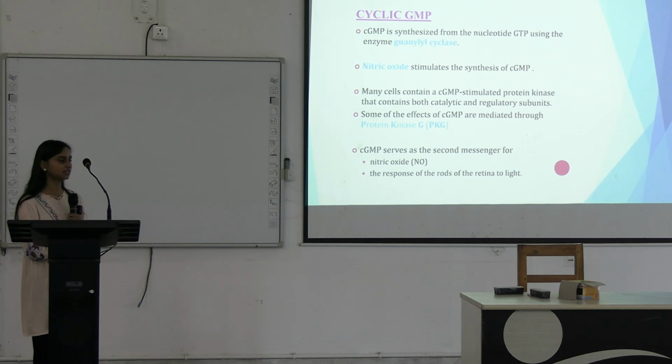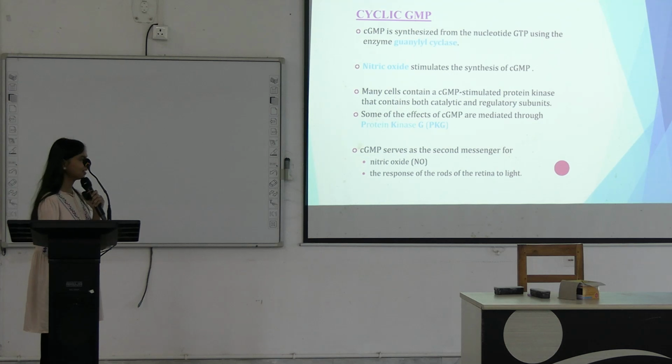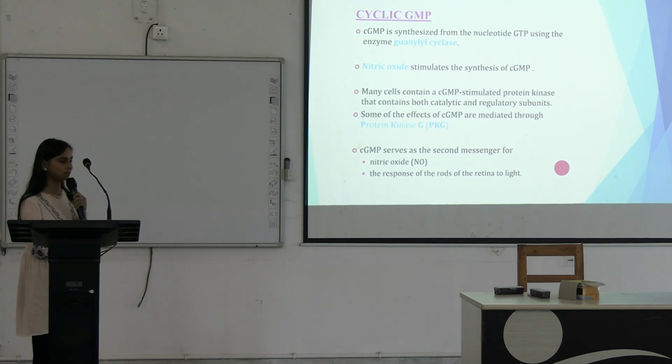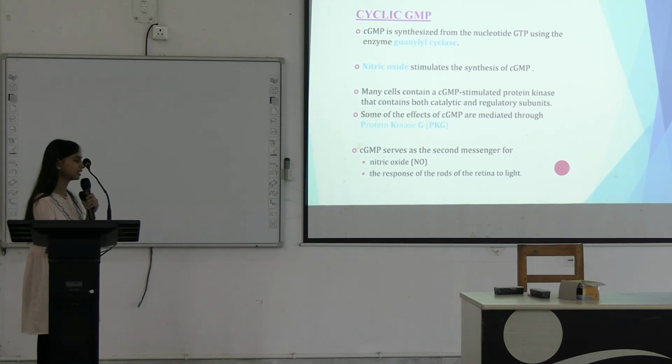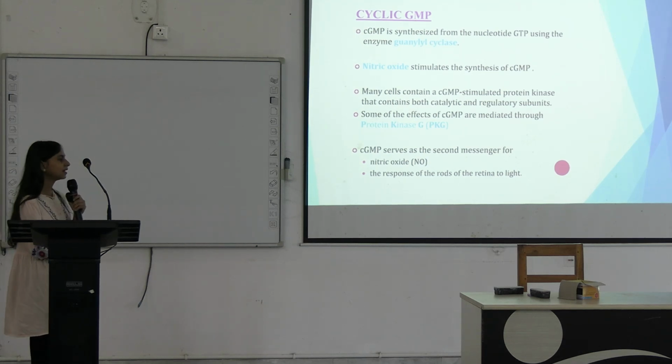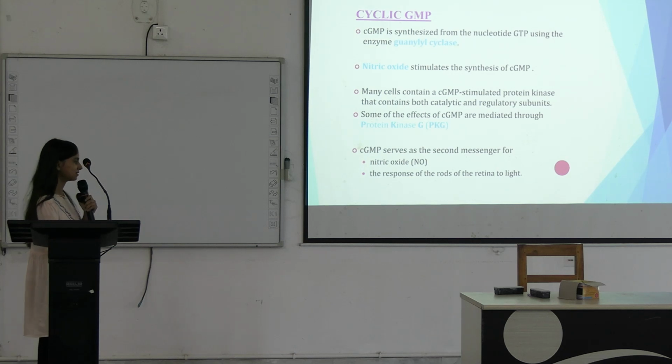Now I will discuss cyclic guanosine monophosphate. Cyclic guanosine monophosphate is synthesized from the nucleotide guanosine triphosphate by using the enzyme guanylate cyclase. Nitric oxide stimulates the synthesis of cyclic GMP. Many cells contain cyclic GMP stimulated protein kinase that has both catalytic and regulatory structures. Some of the effects of cyclic GMP are mediated by protein kinase G. Examples where cyclic GMP acts as a second messenger are nitric oxide and the rod cells.